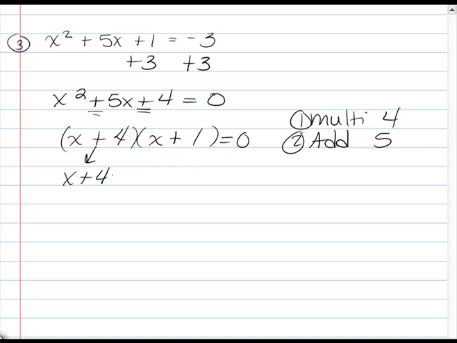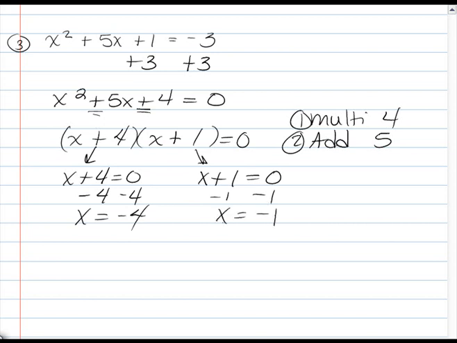Okay? Now we're going to take each parentheses. x plus 4 is equal to 0, so we're going to subtract 4 from both sides, and x equals negative 4. We're going to do the same thing with our second parentheses. x plus 1 equals 0. Subtract 1 from both sides, and x equals negative 1. So our two answers are negative 4 and negative 1.